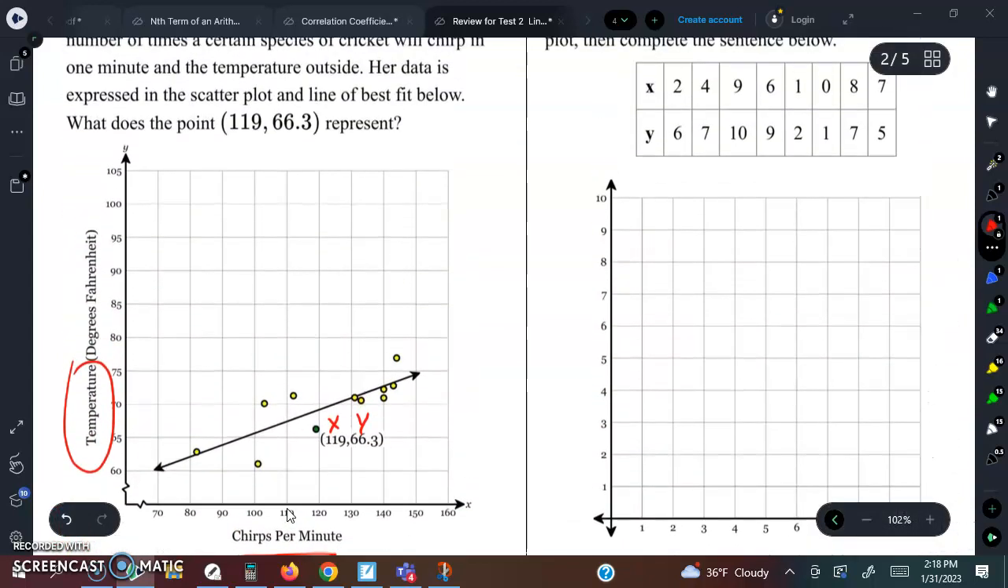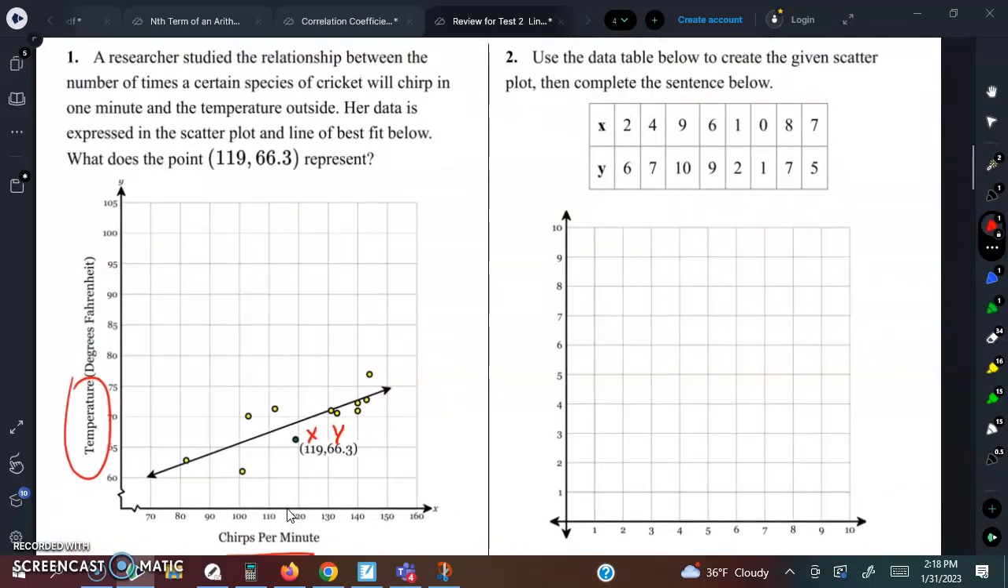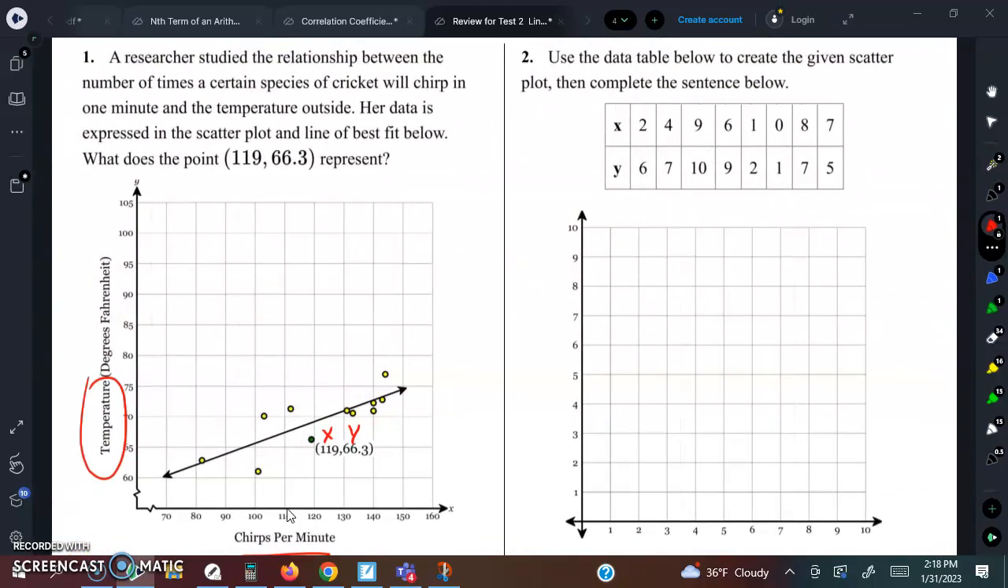Alright, now let's take a look at this. This is where we actually make the scatter plot. Okay, and we're just going to plot out these points. I'm going to go over 4 and up 6, over 9 and up 7, over 6 and up 10, over 1 and up 9, over 0 and up 2, over 8 and up 1, over 7 and up 7, over 5.